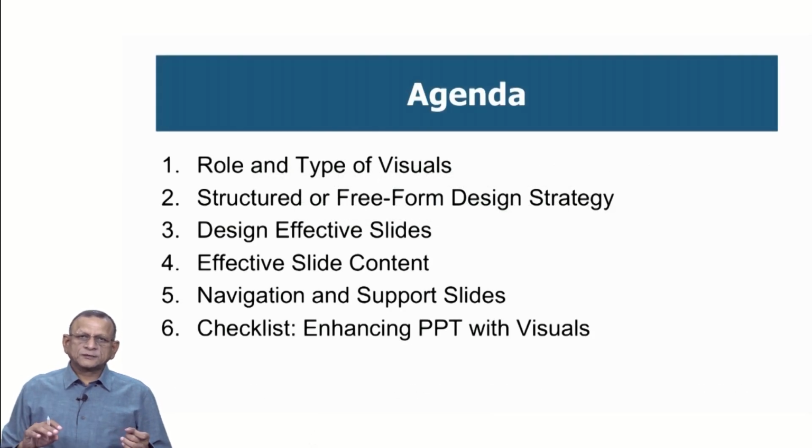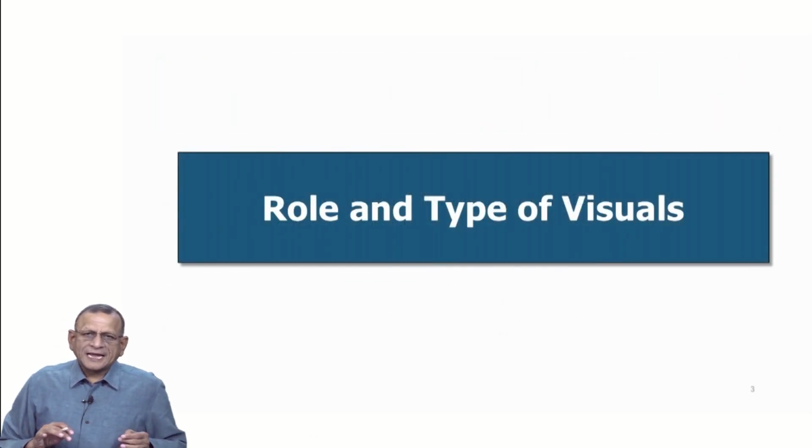So, 6 things are there in this chapter: role and type of visuals, structure or free form design strategy, how can you design effective slides, content, navigation and support slides, and then finally we will have a checklist on how to enhance PPT with visuals. So, one by one, role and type of visuals.